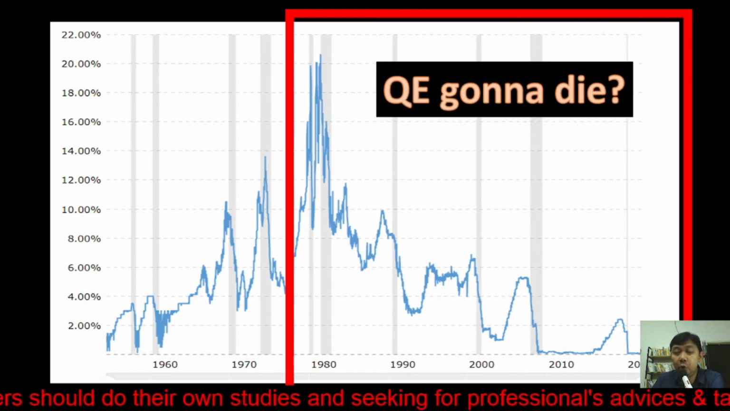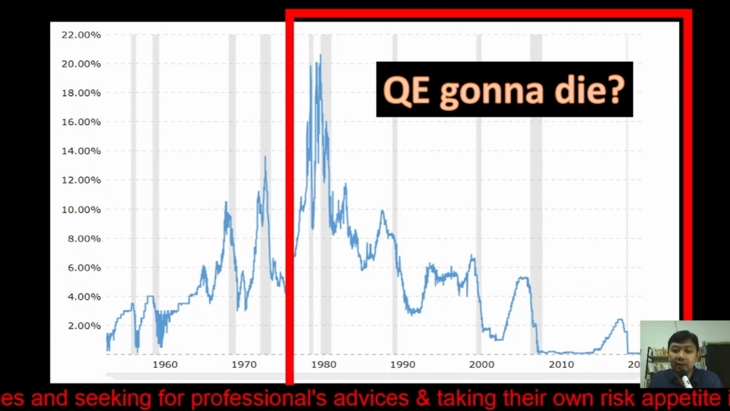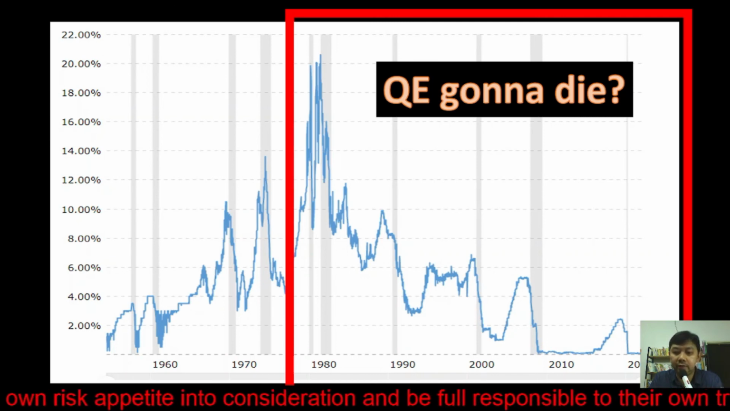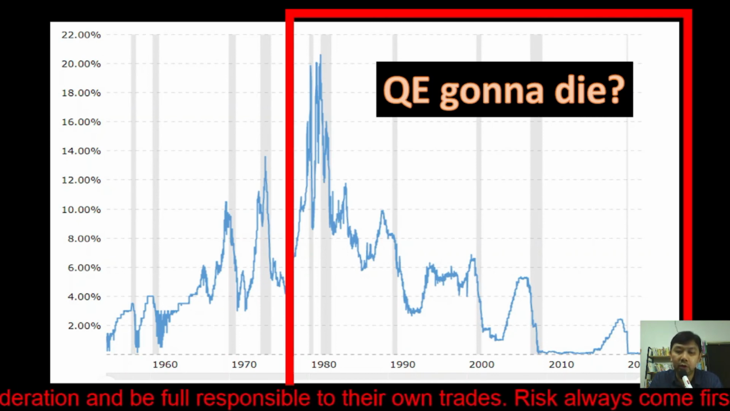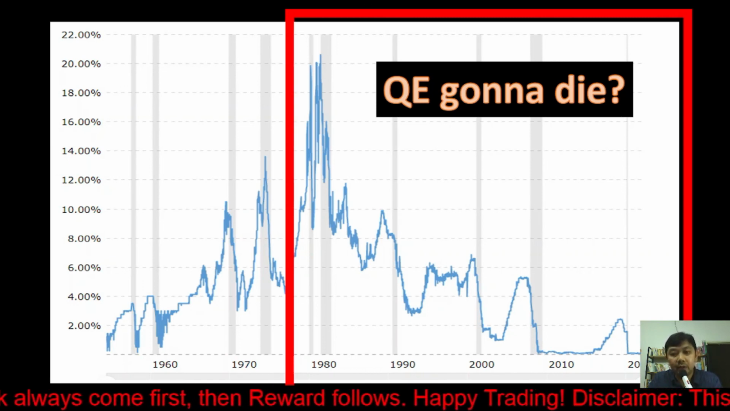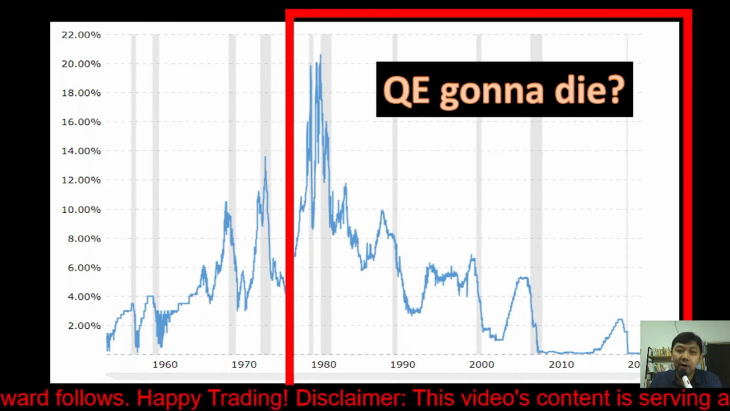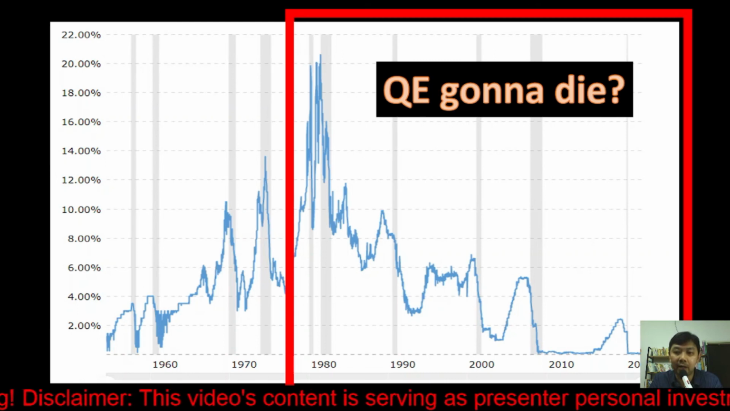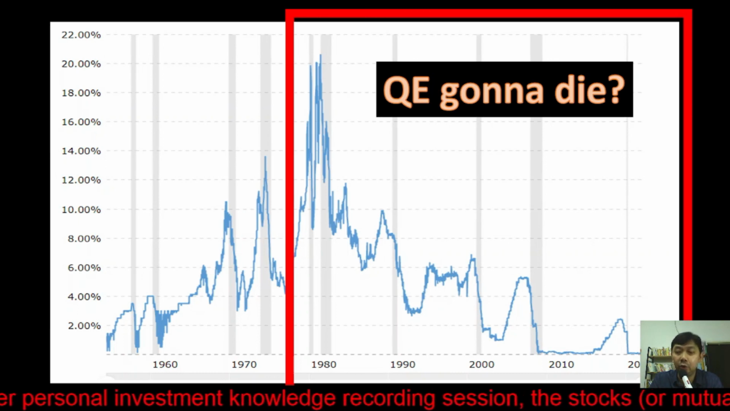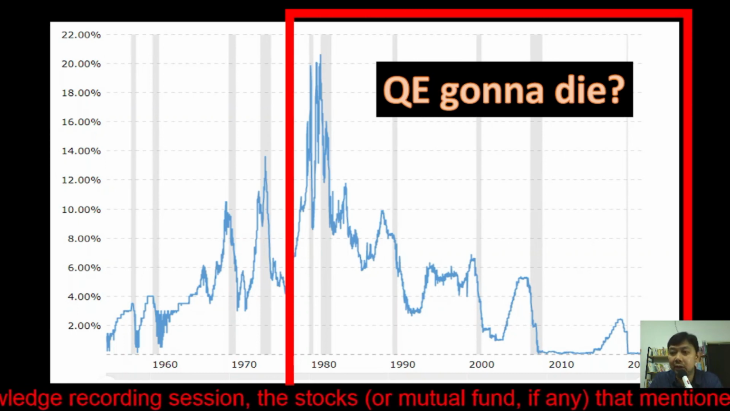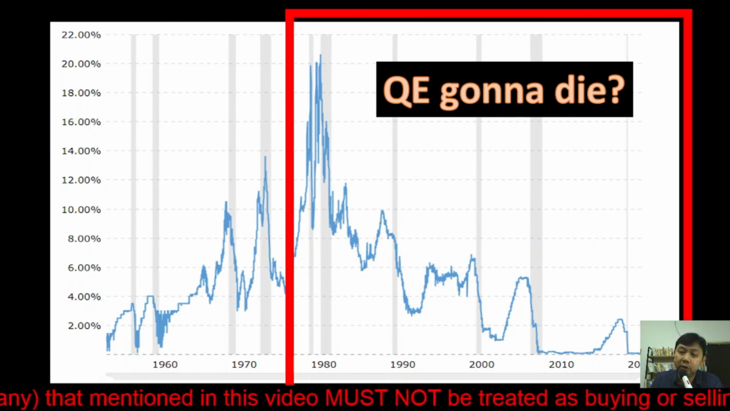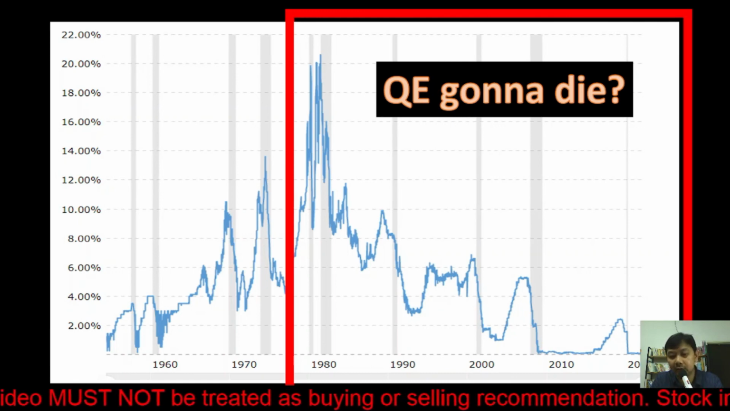So is QE going to die? I don't have any answer at this moment. I don't have any answer. I believe until the inflation cools down to a low level, maybe below 4%, to trigger back sentiment stimulus into the markets, into the economy, maybe they will come back again. I don't know. But have you ever seen a drug addict get rid of their drugs very soon? I have no answer.